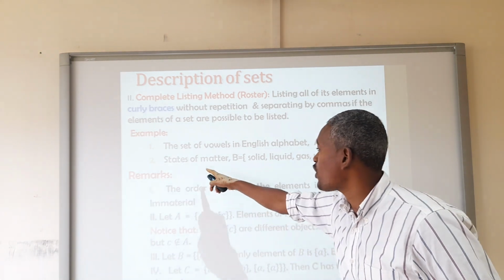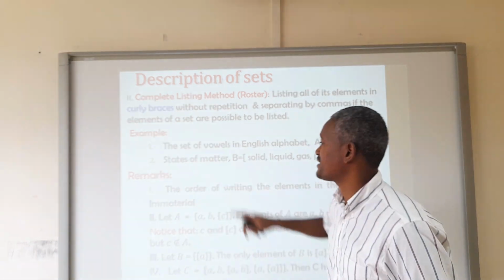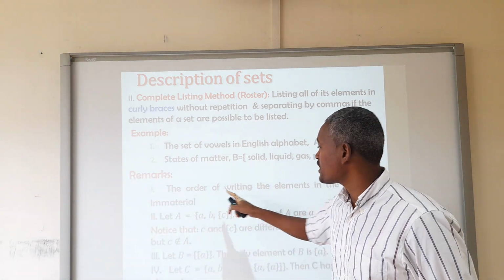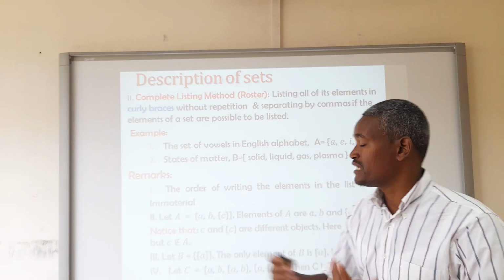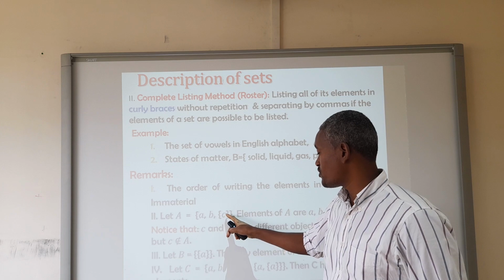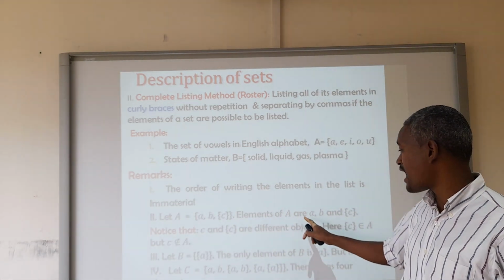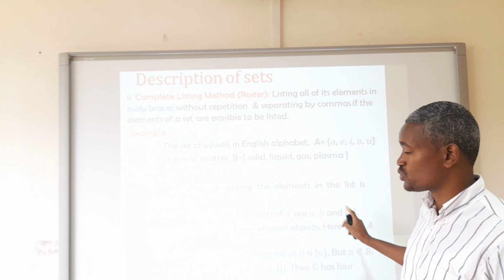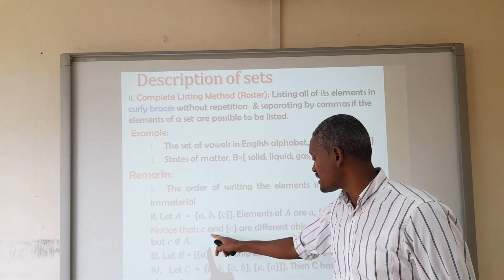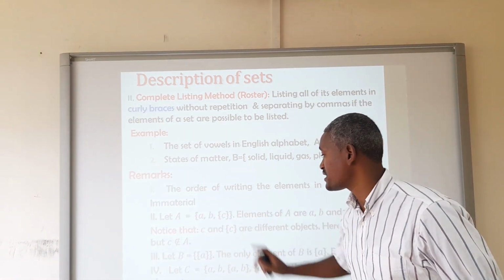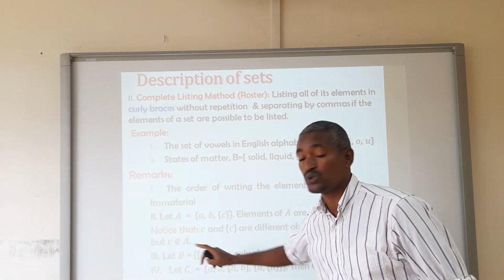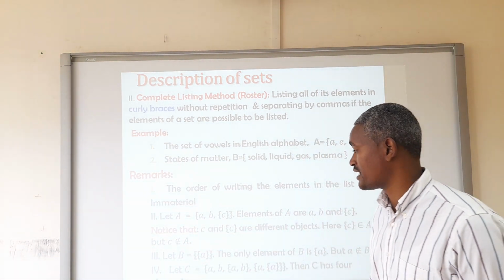The states of matter: solid, liquid, gas, and plastic. As a remark, the order of writing the elements in a set doesn't matter. Suppose the elements of a set A are a, b, and {c}. This one is also another element. But note that c and {c} are different elements, different objects. c is not an element of the set A, but the set {c} is an element of it.